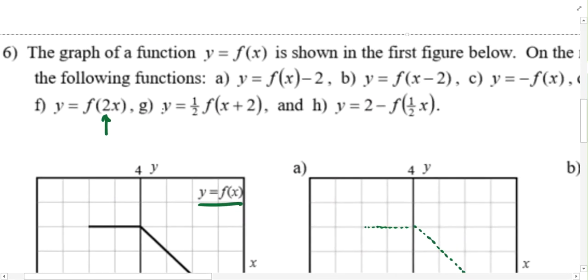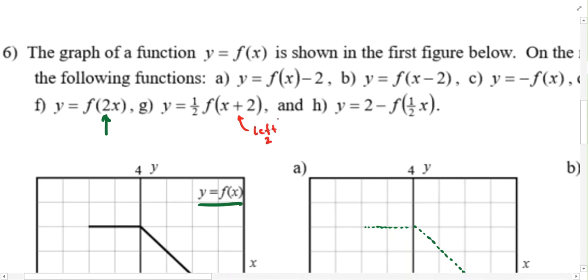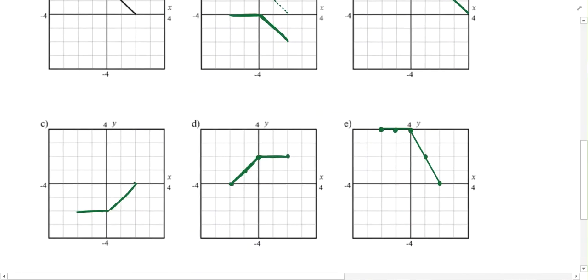Part G and H are a combination of transformations. So we have a +2 on the interior of the function. So this means that we're going to be shifting to the left 2 units. And a 1/2 on the exterior means that we are growing or reducing in size by half in the vertical direction. So let's see what that would look like.